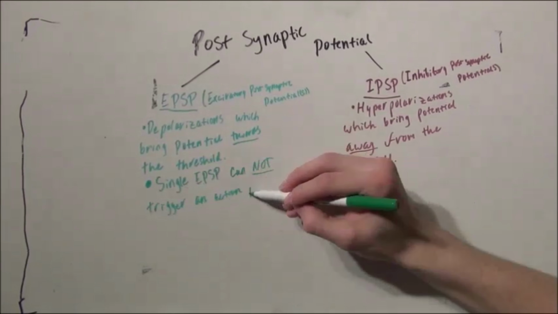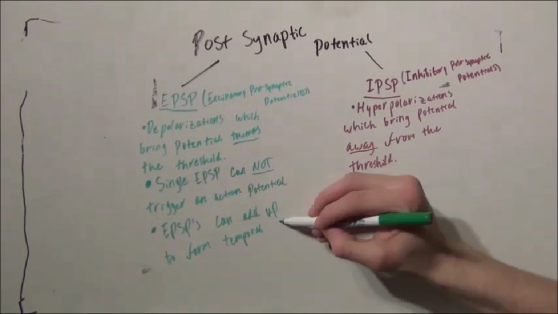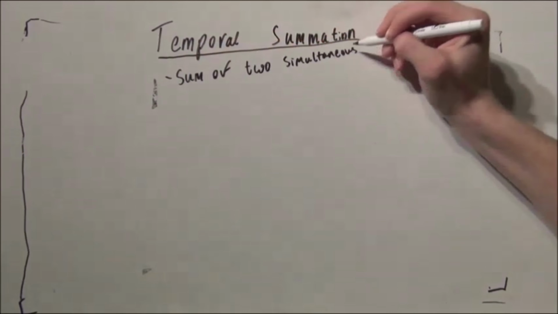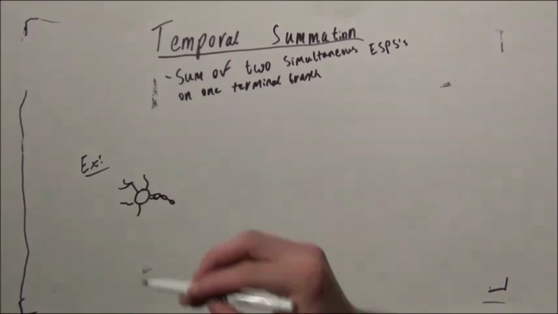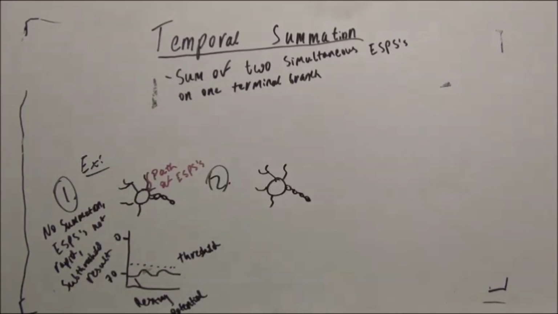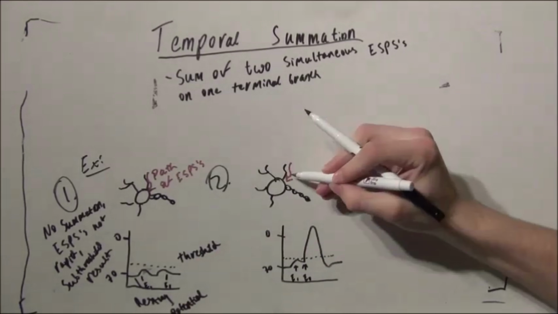A single EPSP is usually not enough to trigger an action potential, but multiple EPSPs can. In a process known as temporal summation, the terminal branch of a presynaptic neuron will have two EPSPs come at it at the simultaneous time. This is enough to trigger an action potential.